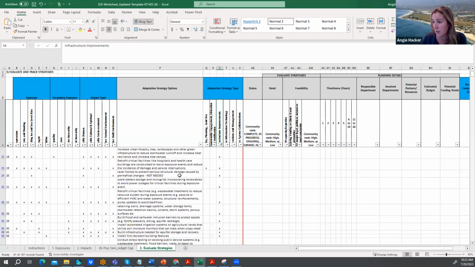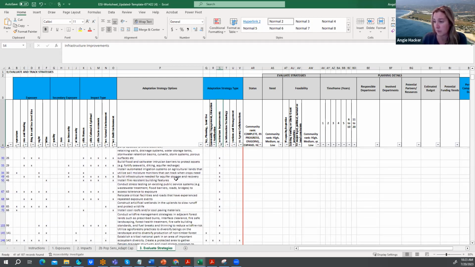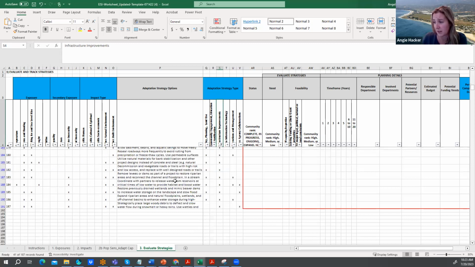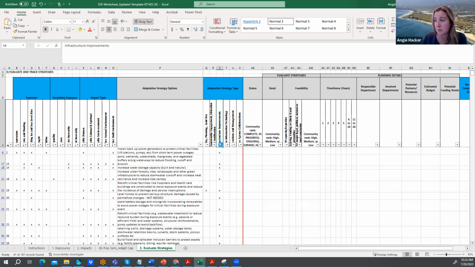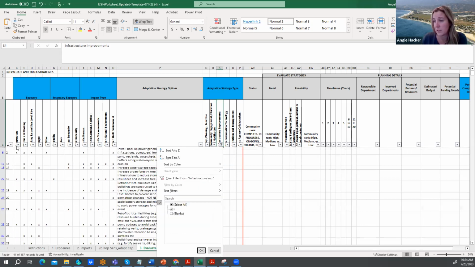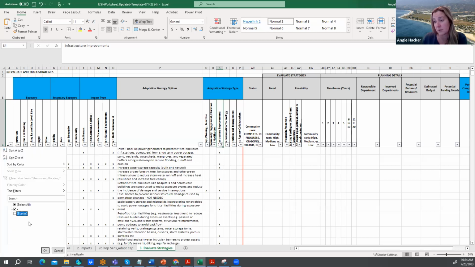that can be done. It's too small, so I'm going to go to my next slide where I pulled some of them out, but I have a lot here. The same thing you can do for information technology. Now, if what you wanted to do is say, I want to know infrastructure improvements that can help me with storms and flooding, you can filter for that too.